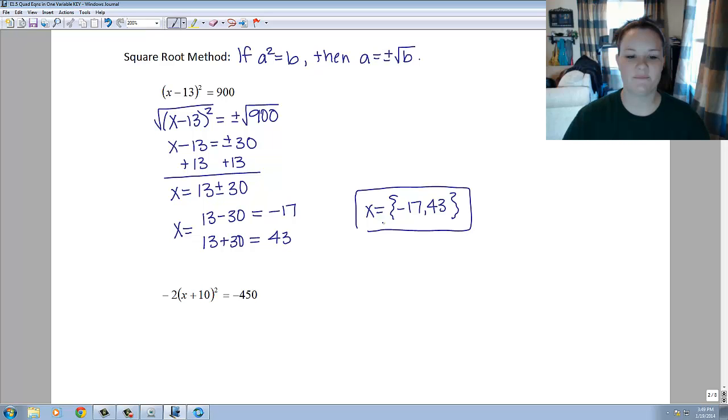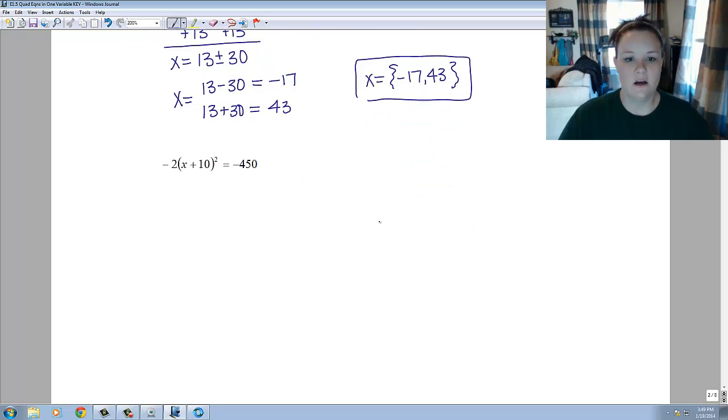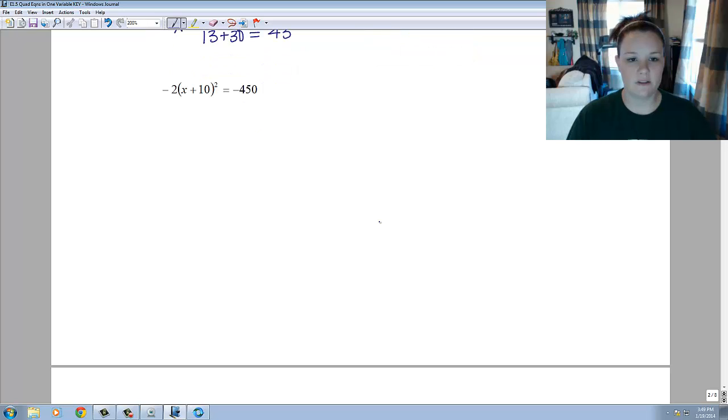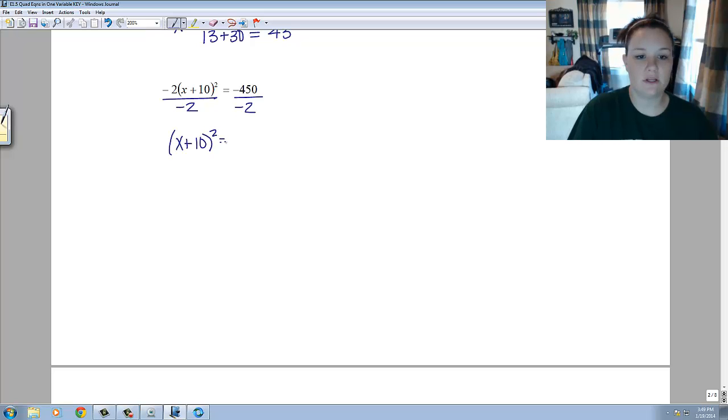On this next one, the first thing I want to do is get the thing that's squared, or the base that's being squared, by itself. So I'm going to go ahead and divide off this -2. When I divide both sides by -2, I'm left with x plus 10 quantity squared is equal to positive 225. Then again, just like before, I want to take the square root of both sides. When I take the square root of both sides, don't forget your plus or minus on the right-hand side. So this is equal to plus or minus the square root of 225.